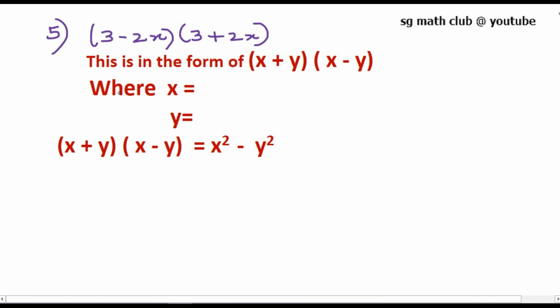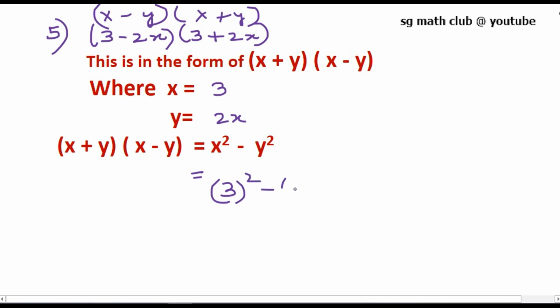Now next one, 3 minus 2x, 3 plus 2x. You can see that this is in the form of x plus y into x minus y. So x minus y into x plus y, where x, in the place of x you have 3, in the place of y you have 2x. So x plus y into x minus y is x square minus y square. You need to write the identity. So 3 square minus 2x the whole square. 9 minus 4x square. So the answer is 9 minus 4x square.